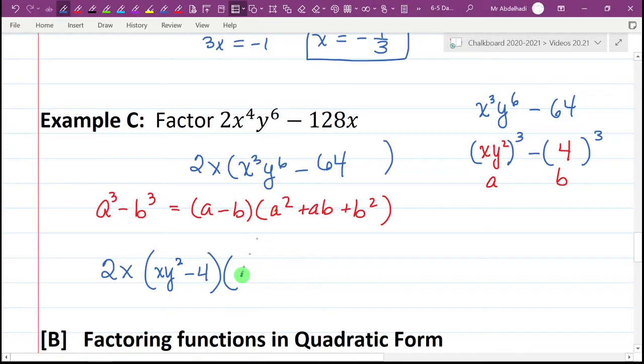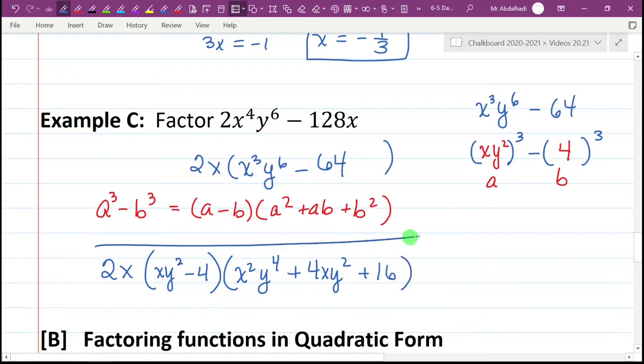Now a squared would be this thing squared. So xy squared times itself. Well, the x's would be x squared, and the y squared would be y to the 4th. Just multiply the red thing here by itself. Plus a times b, so plus this times this. Well, that's just putting a 4 on here, right? So 4xy squared. And then finally plus b squared, which is 4 squared, which is 16. And that is fully factored.